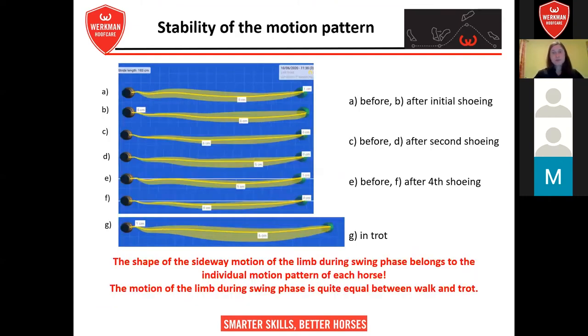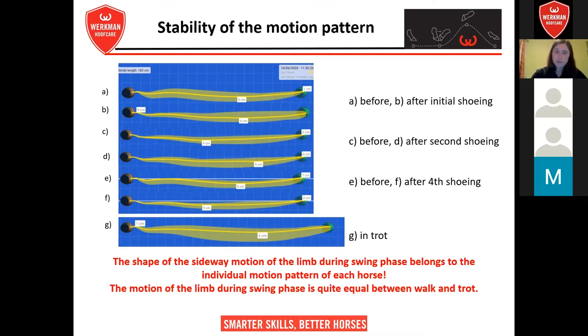But in this example, it's the same horse as I showed you before. So we see the sideway motion of the left front limb, before and after initial trimming, and then after 2 months, and then after the 4th trimming, and also in trot. And you can again see that the pattern, the shape of the sideway motion, is more or less always the same between the different situations.